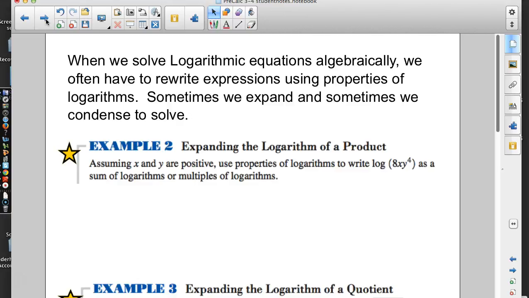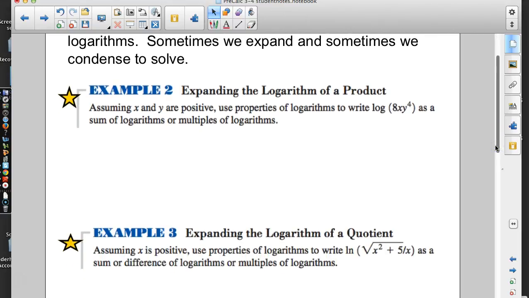So this one says we're going to expand the logarithm of a product. Assuming x and y are positive, using properties of logarithms, we're going to write the logarithm of 8xy to the fourth as a sum of logarithms or multiples of logarithms. First of all, is that power of 4 for everything that we see up there? So we can't start there. We have to start by separating this into things that are separable. This x to the 4th or y to the 4th is not for everything.